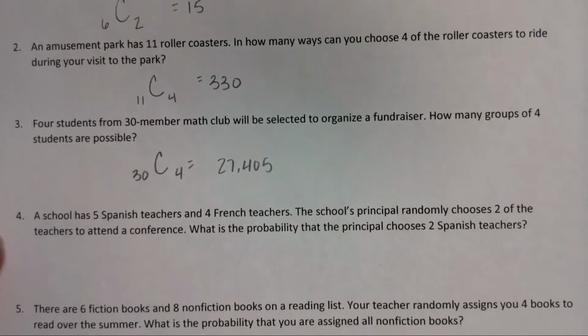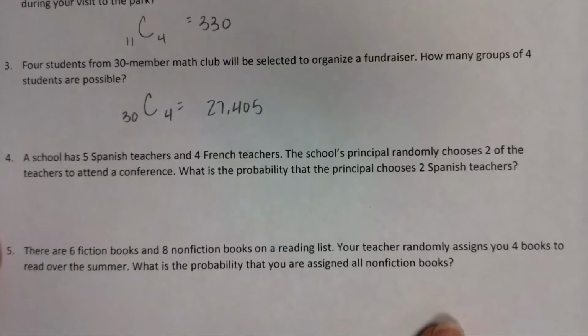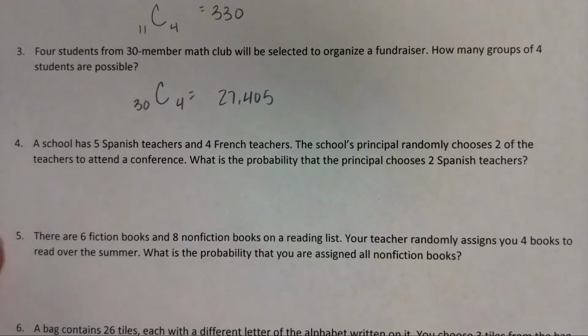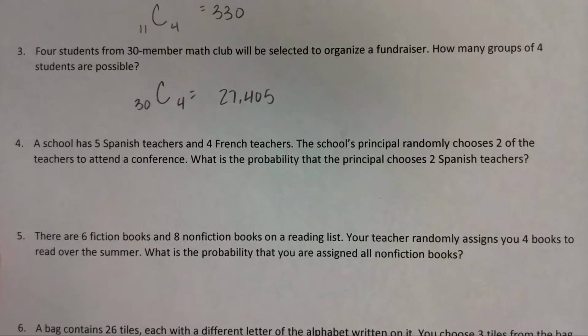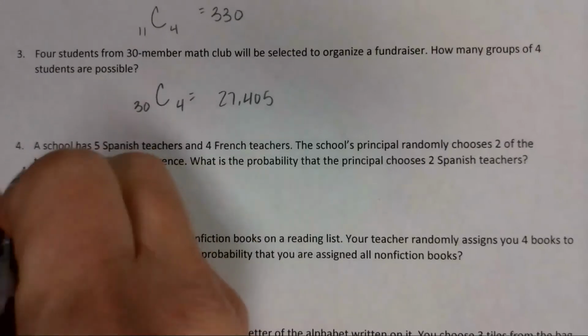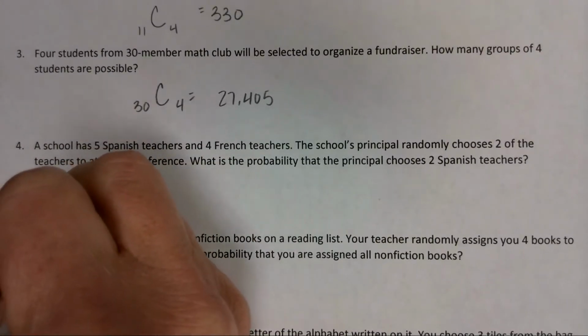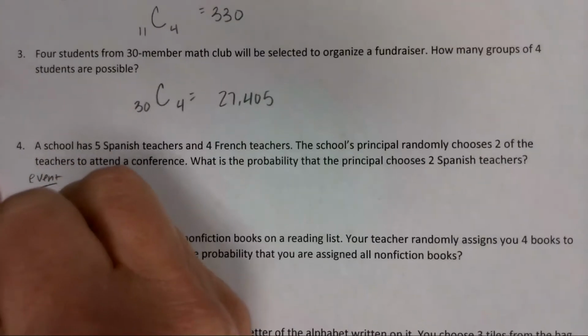Okay, here comes some probability using combinations. So the school has 5 Spanish teachers and 4 French teachers. The school's principal randomly chooses 2 of the teachers to attend a conference. What is the probability that the principal chooses 2 Spanish teachers? So when I'm looking for probability, I need a fraction. So I'm going to have my event over my sample space.